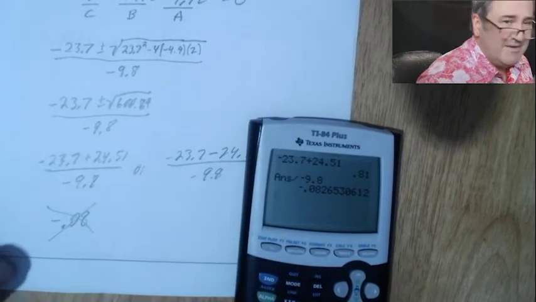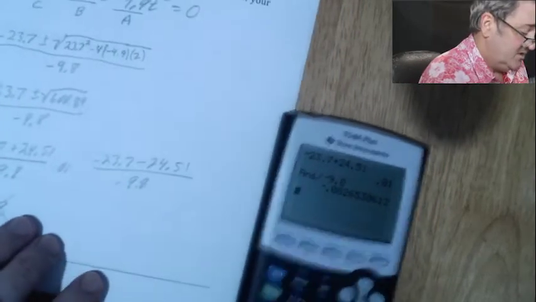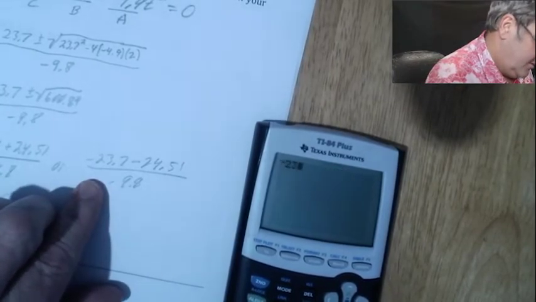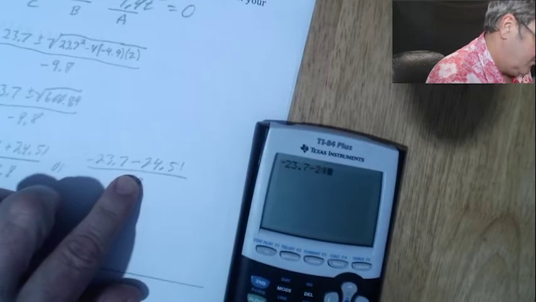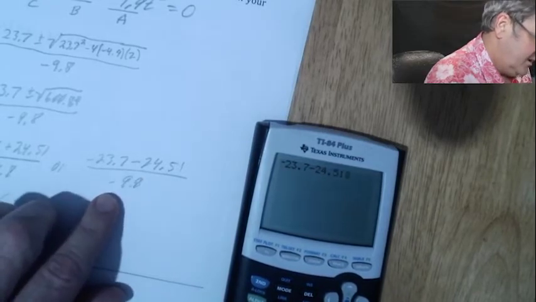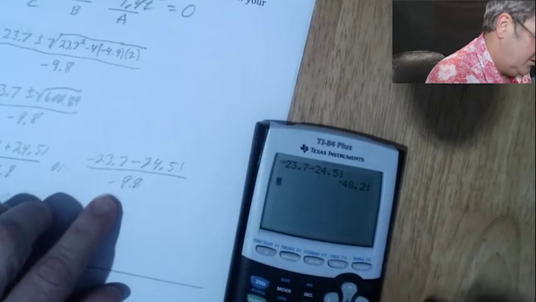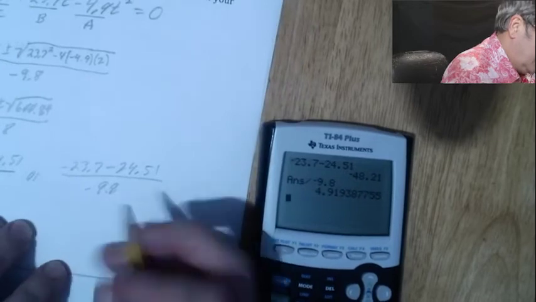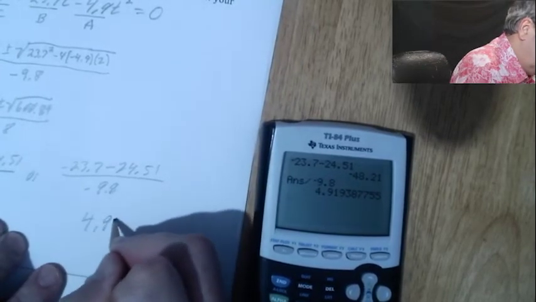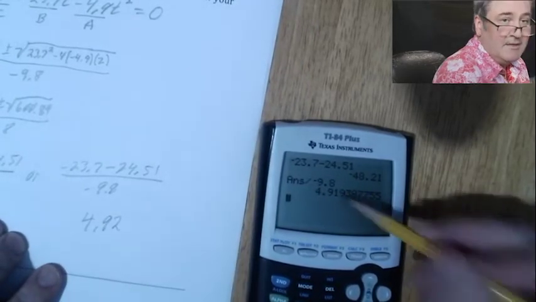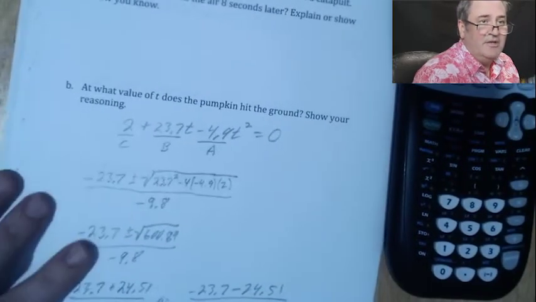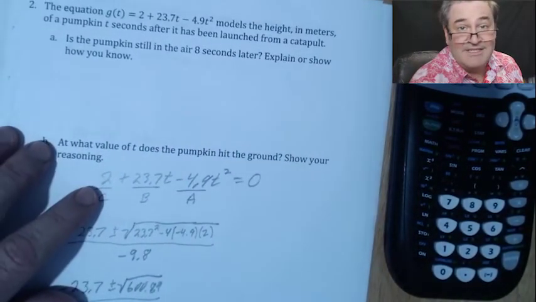Again, we're talking about seconds. We don't have negative seconds. So let's go to the other one, see what that answer is. Negative 23.7 minus 24.51 equals negative 48.21. And then I'm going to divide that by negative 9.8. And I'll get 4.92. We're going to round it up since that's a 9. It'll make the 1 round up second. So that's when the pumpkin hits the ground. 4.92 seconds. Is the pumpkin still in the air 8 seconds after it's launched?